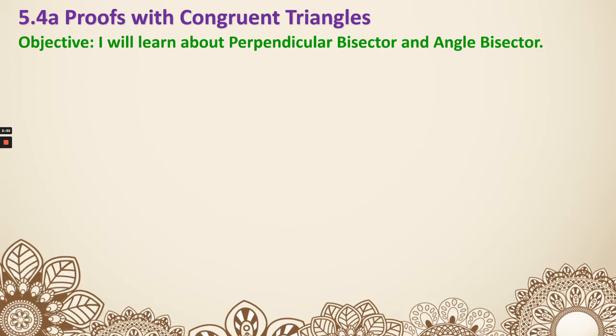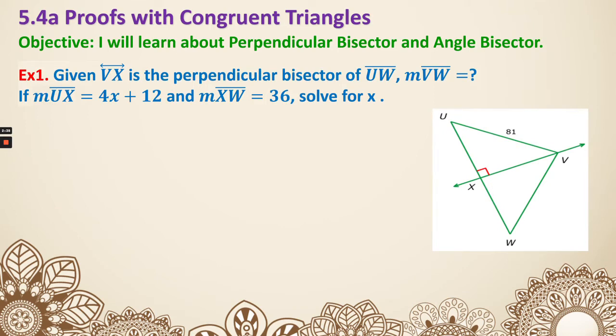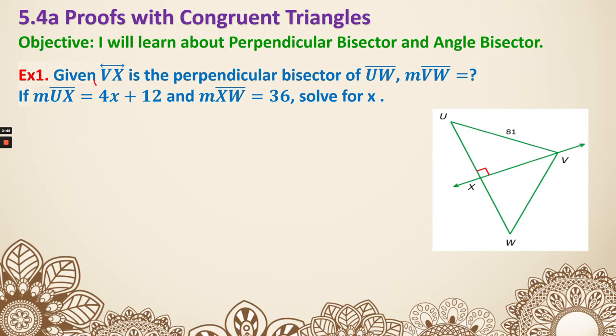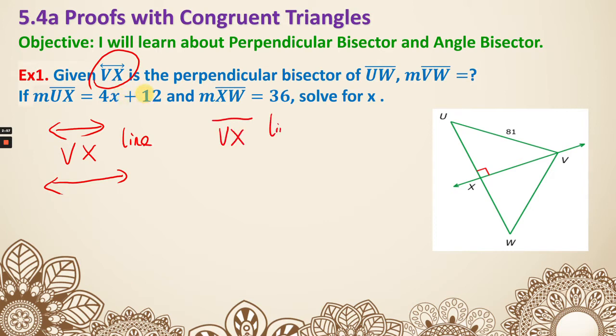Now let's have a look at some more examples. Example 1. Before we move on, let's have a look at all the notations. If you have this little arrow on the top on both ends, that means a line. If it's just a bar on the top, that means it is a line segment. So it actually ends on both sides. So V and X. Oh, I forgot to label my V and X. They're just on the line.